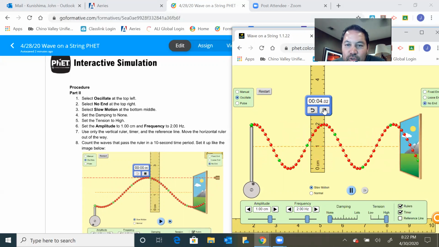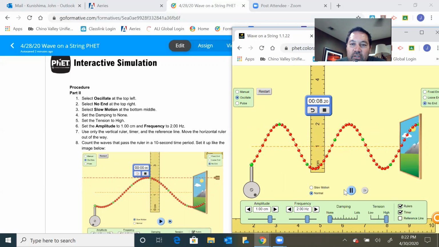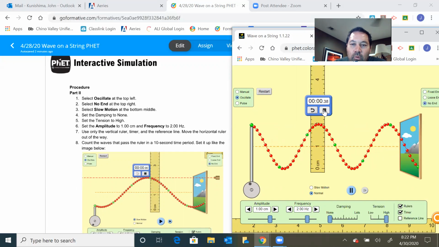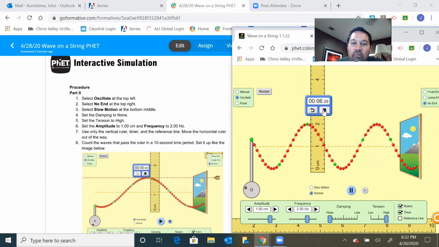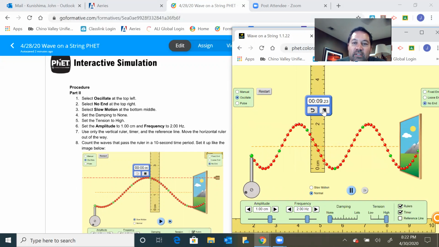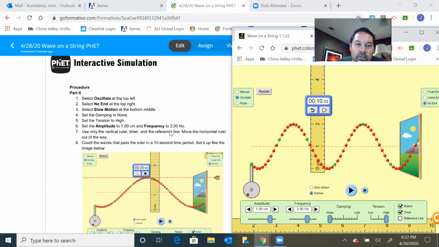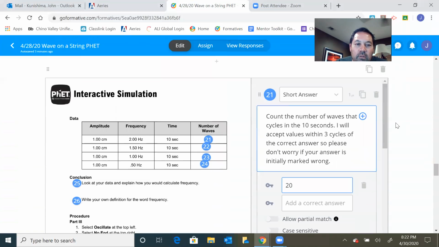Now you'll notice the timer is going super slow because you're in slow motion. If you want to go normal, it looks a little bit fast, and you could probably count and go like this. 1, 2, 3, 4, 5, 6, 7, 8, 9, 10, 11, 12, 13, 14, 15, 16, 17, 18, 19, 20. So you would end up having 20 waves in 10 seconds. Oopsies. So pretty much on number 21, you'd have 20. And if you get that right, then there you go.